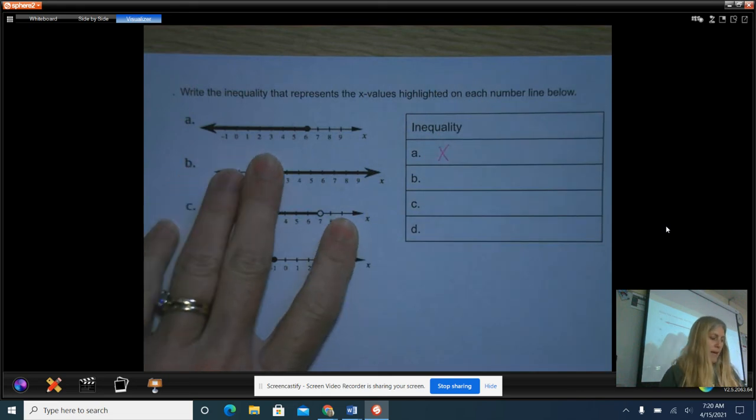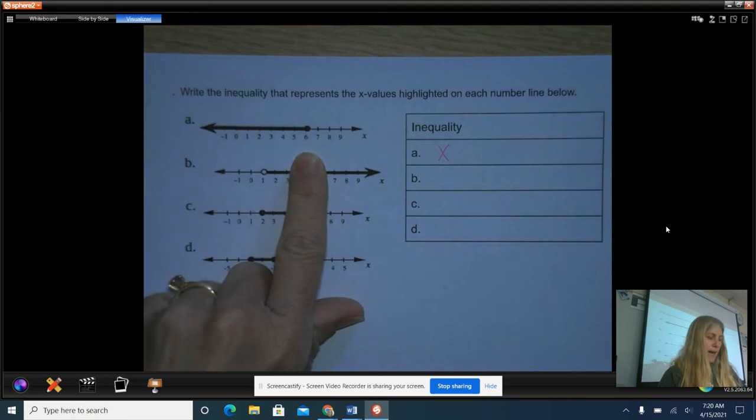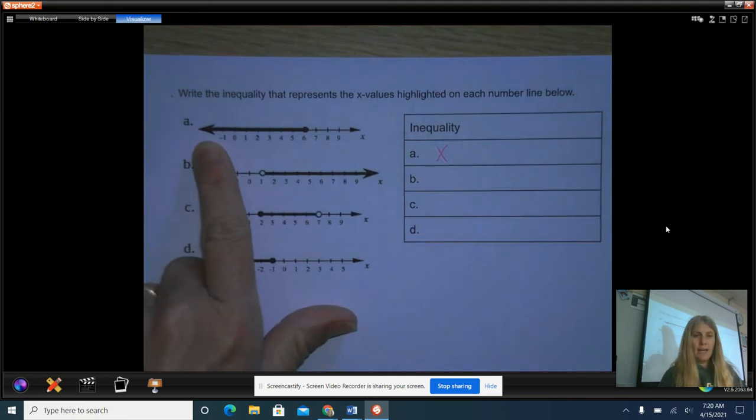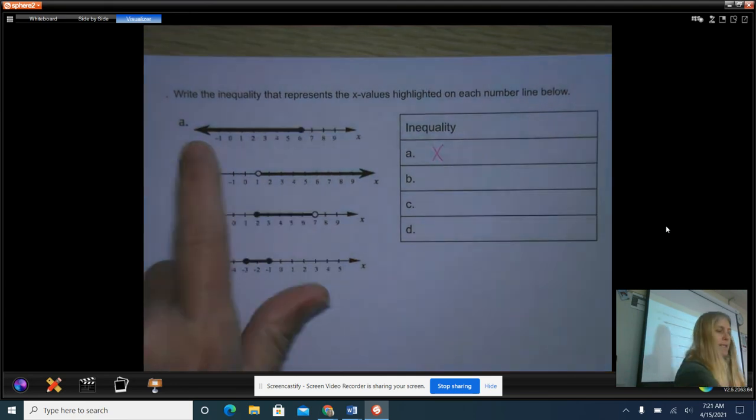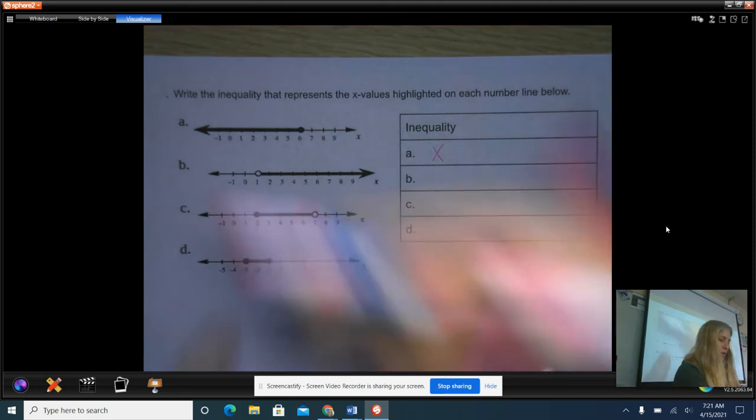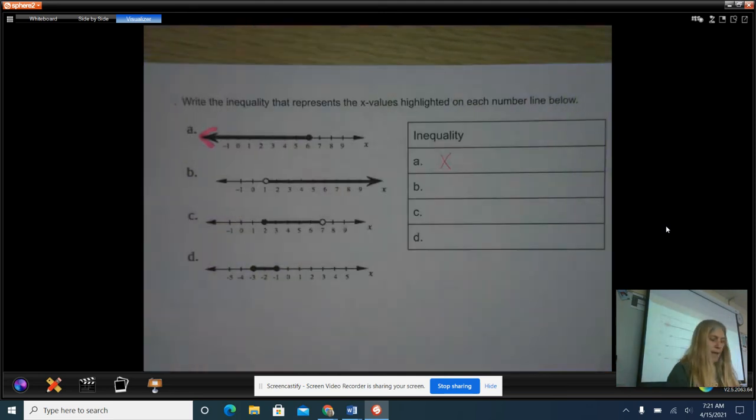I then take a look at the arrow that is shaded. As you can see, my arrow that is shaded is to the left, and I'm going to write the inequality that looks like that. And we know that to the left means less than.